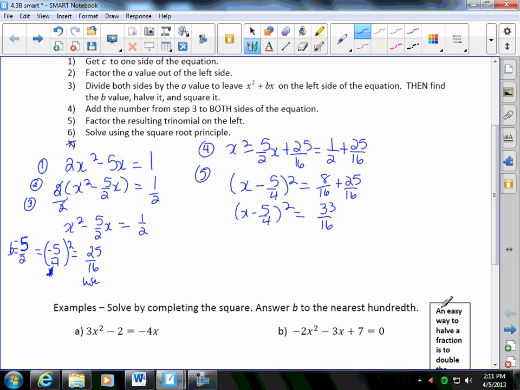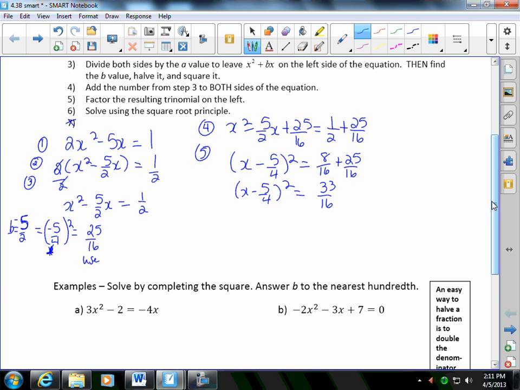So I have my square on one side and my value on the other, so I use the square root property now. That means I square root the left side of the equation and square root the right side. So I have x minus 5 over 4 is equal to plus or minus square root of 33, and the square root of 16 is 4. So now I have to finish solving, so that means this minus 5 over 4 has to be added to both sides.